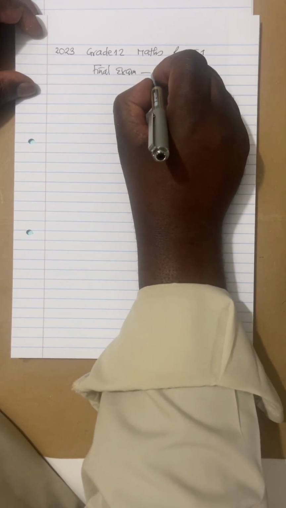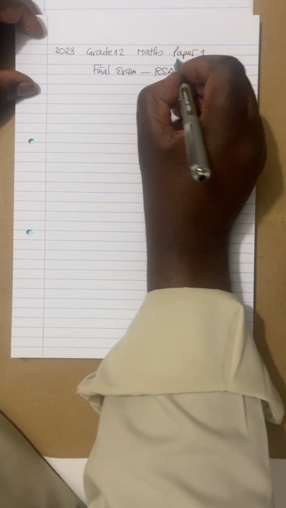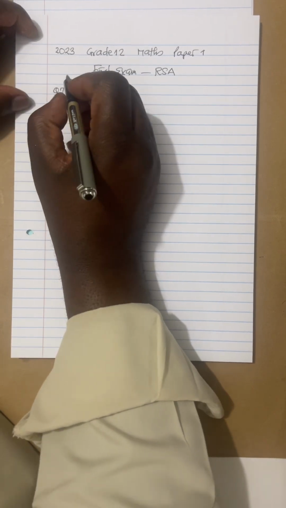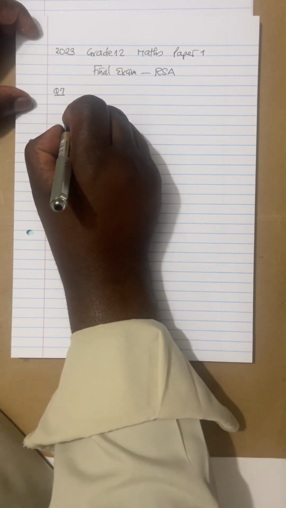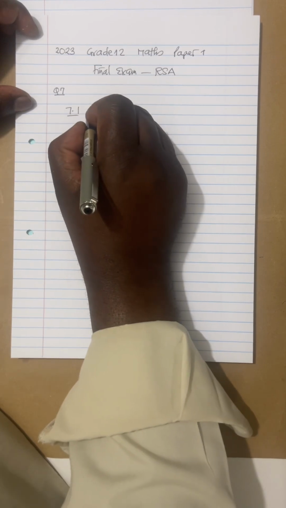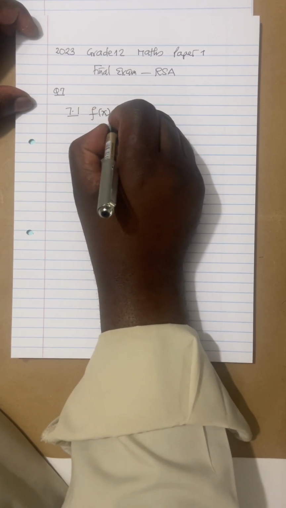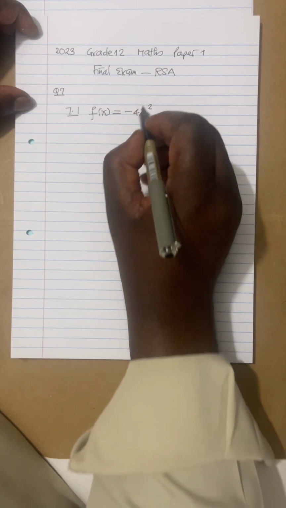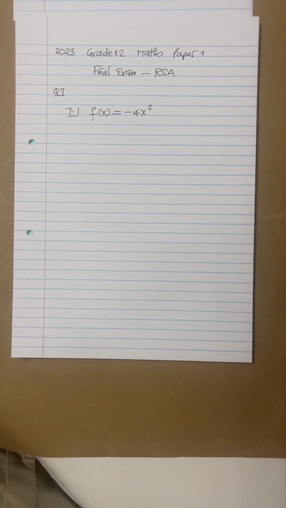As I've indicated here, this is RSA, Republic of South Africa, and I'm focusing on question number 7. So let's look at 7.1 then. 7.1, it says f of x equals minus 4x squared. We're supposed to differentiate that using first principles.